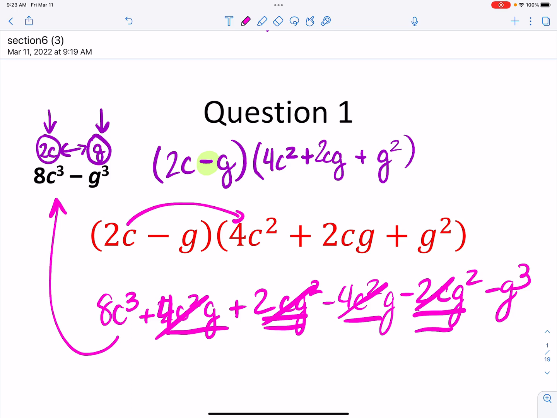So this is what the rule is. You take the cube root, and that's the first set of parentheses, and then the second set of parentheses is the first one squared, plus the product of your cube roots, plus the second thing squared.